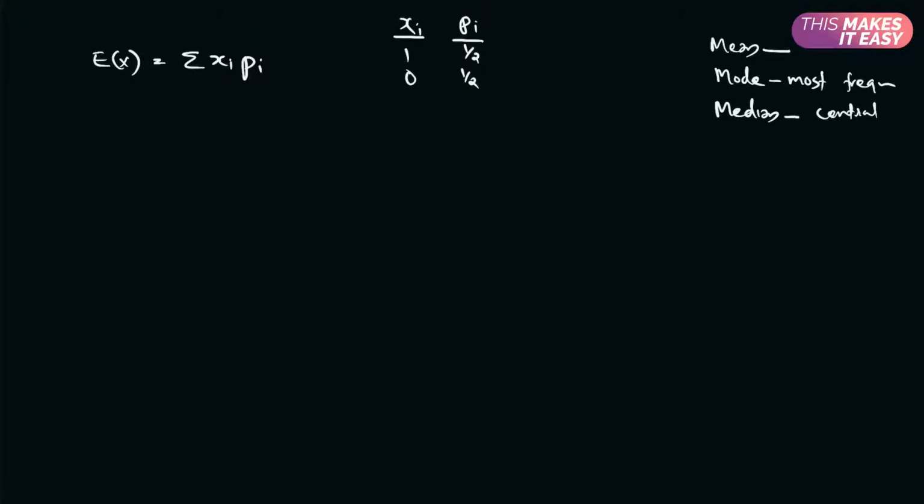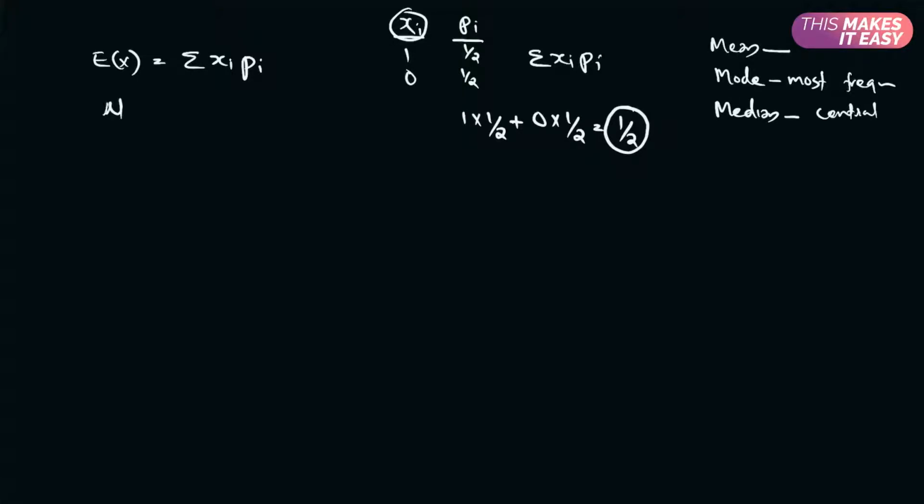So we can find the mean or expected value of this x by putting these values in this equation: 1 into 1 by 2 plus 0 into 1 by 2. So we will get 1 by 2. So 1 by 2 is basically the expected value of this random variable.